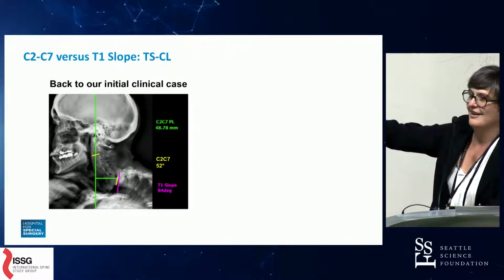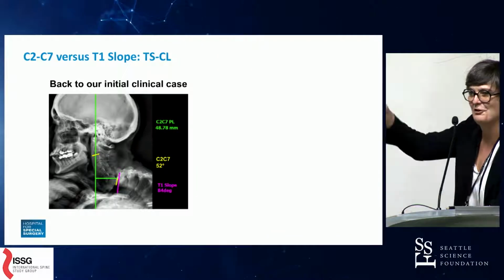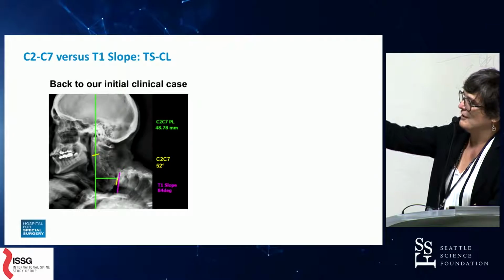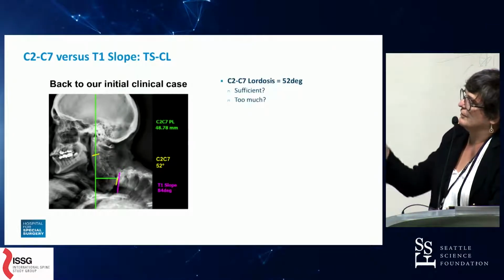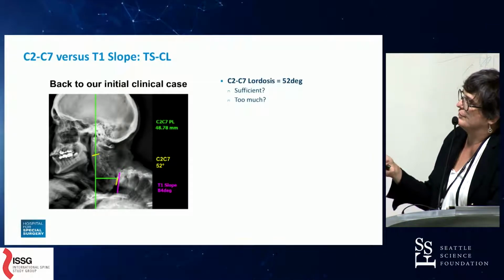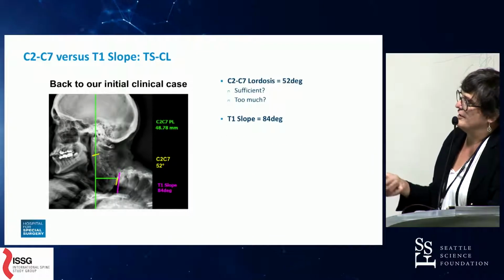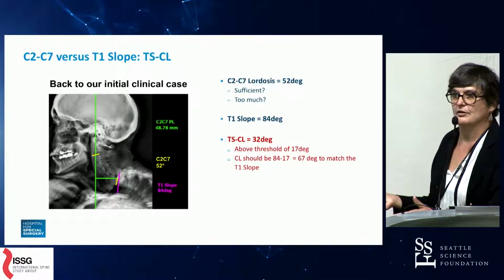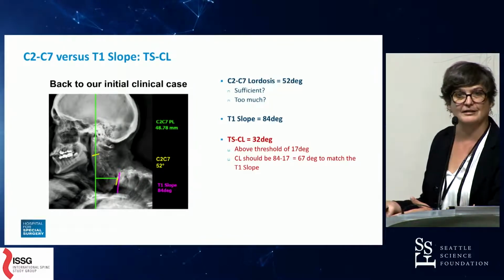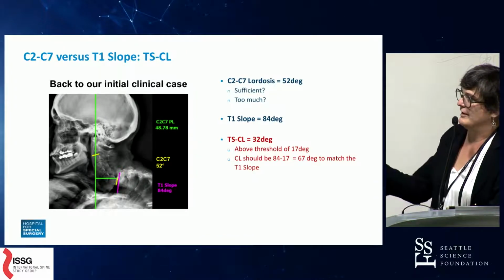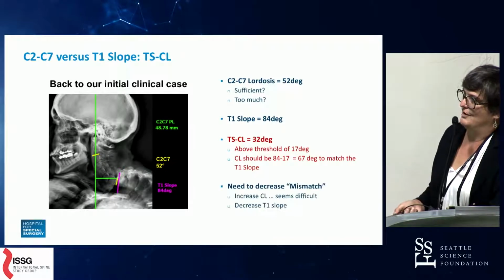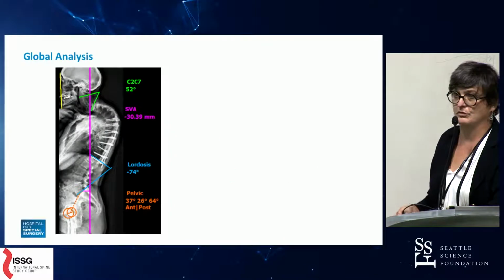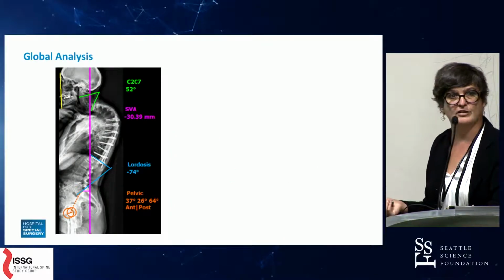So if I take the case from Temi, that's one of my favorite patients when I talk about cervical spine, you look at the measurements: cervical lordosis 52 degrees, T1 slope 84, so there is a mismatch. And now you have to fix something. Obviously in this case, it seems extreme to increase the cervical lordosis. So you want to get access to a long film to see what the problem is.